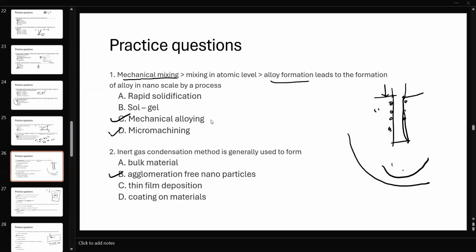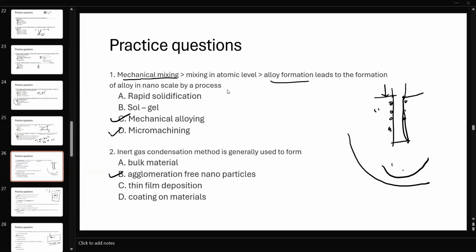Practice question, more practice questions. Mechanical mixing: mixing at atomic level and alloy formation lead to formation of alloy in nanoscale processing. So from mechanical mixing, you're mixing at atomic level and then you form an alloy.